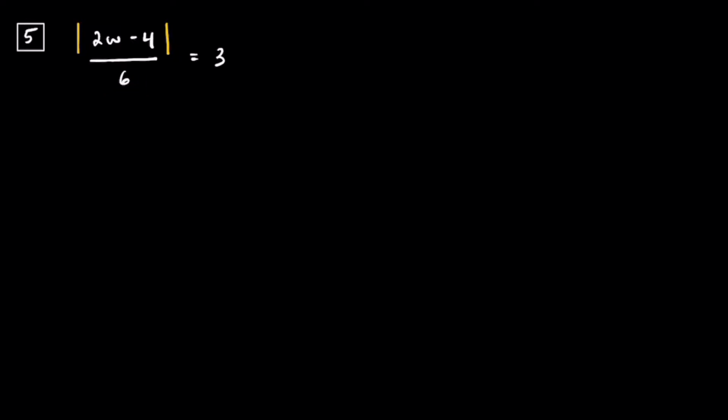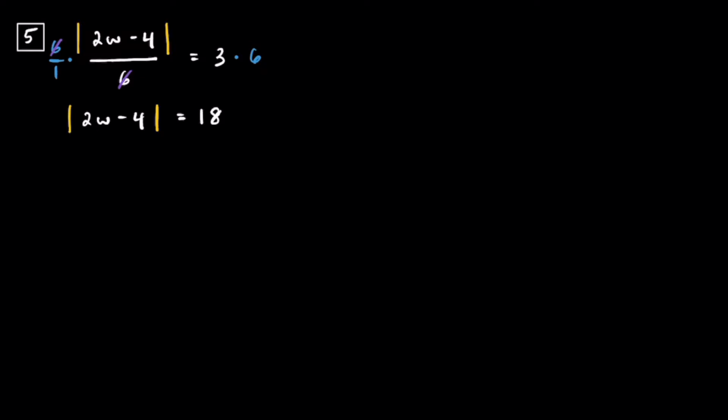Using the multiplication property of equality, let's go ahead and multiply both sides of the equation by 6 to isolate the absolute value. So notice how these 6's are going to cancel on the left side, and we'll be left with the absolute value of 2w minus 4, and that's going to be equal to the right side, which is 3 times 6, or the same thing as 18.